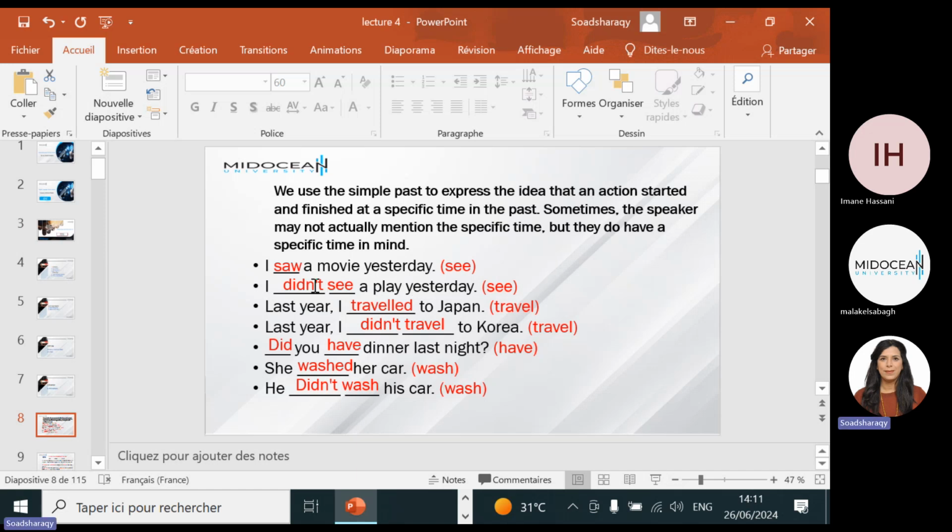Here we have examples. I saw a movie yesterday. As you see, the simple past of the verb to see is saw. Another example, I didn't see a play yesterday. Last year, I traveled to Japan. Last year, I didn't travel to Korea. Did you have dinner last night? She washed her car. He didn't wash his car.